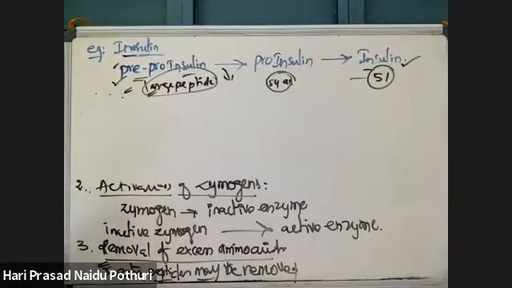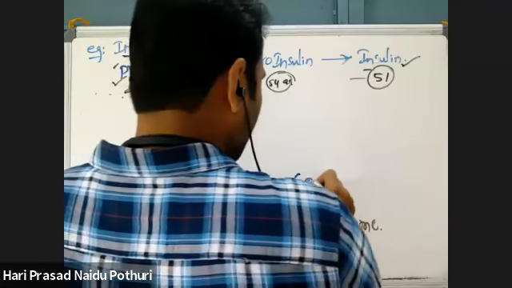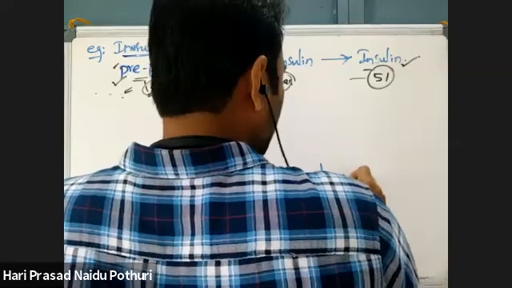How zymogens get activated: zymogens get activated by conformational change.